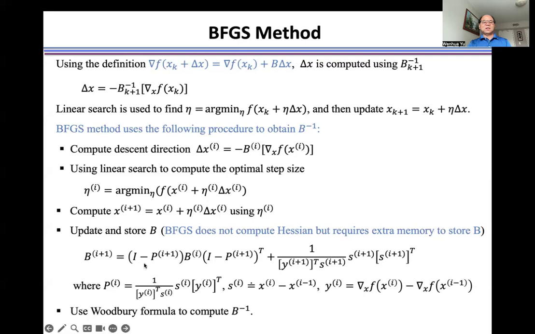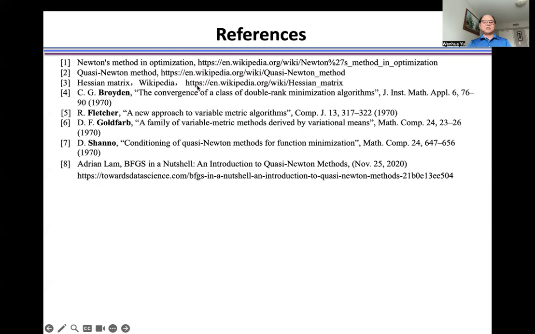This is the updated equation for B. Finally, use the Woodbury formula to compute the inverse B. For more details, please check these references.